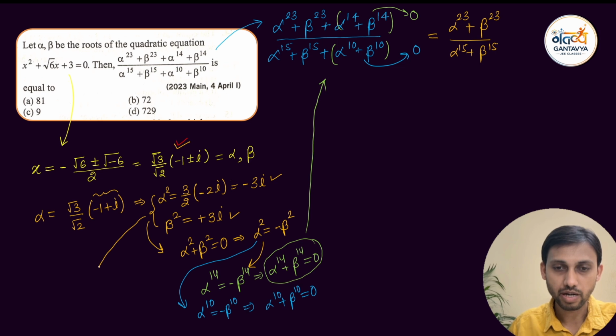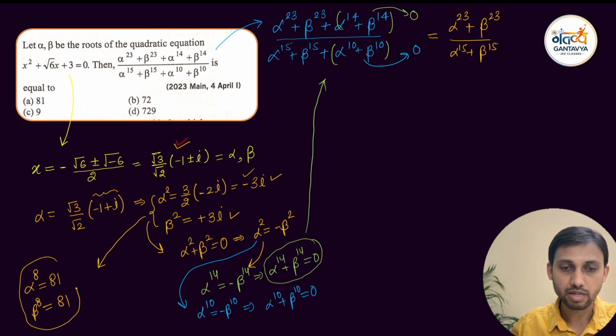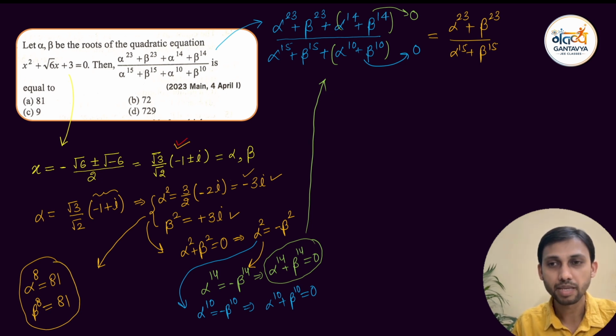Look at this. If I again raise power 4, alpha square is minus 3 iota. So if I raise power 4, it becomes alpha to the power 8, and minus becomes plus. So 3 to the power 4 becomes 81 and iota to the power 4 becomes 1. Similarly, if I raise beta square to the power 4, it becomes beta raised to the power 8. And on the right hand side, I again get 81. So I think the value of both these quantities, alpha to the power 8 and beta to the power 8, is the same. So it is advantageous for me to use it here in the numerator.